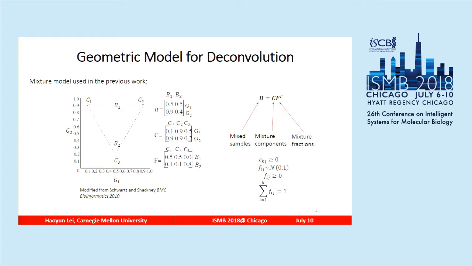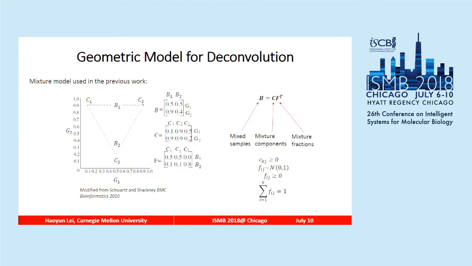Here is a very simple example for the model. For example, we have matrices B, C and F, and the two data points B1 and B2 represent the tumor sample coming from the mixture components C1 and C2, and C2 and C3. We assume that the data are just assessed on two genes, G1 and G2.